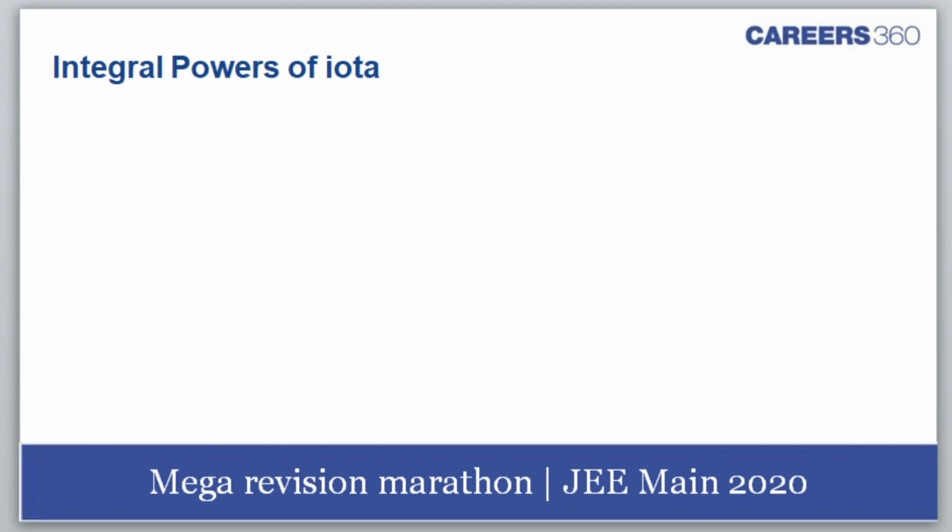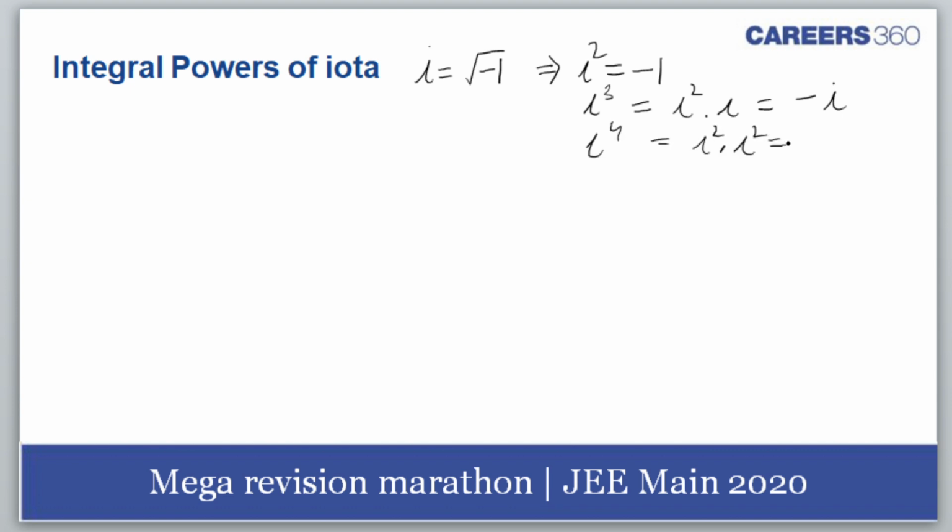Okay, what is iota? Iota is under root minus 1. We represent it by i. Now here we talk about integral powers of iota. Let's say we have iota as under root minus 1. So this implies iota square would be minus 1. Am I right or wrong? Then iota cube would be iota square into iota, that is minus iota. And iota raised to the power 4 would be iota square into iota square, that is minus 1 into minus 1, that is 1. Am I right, students?